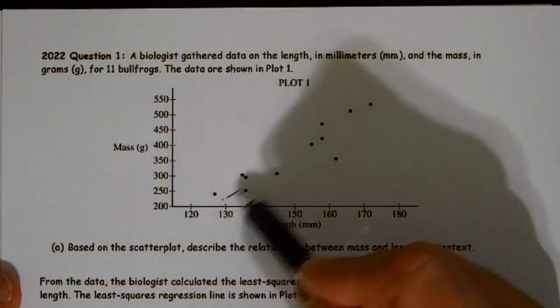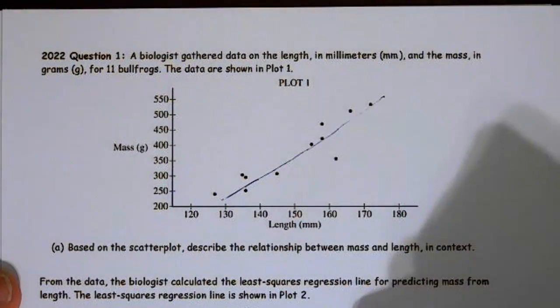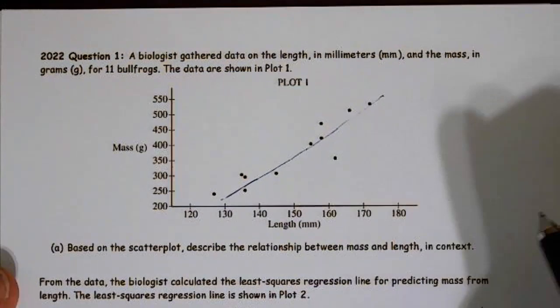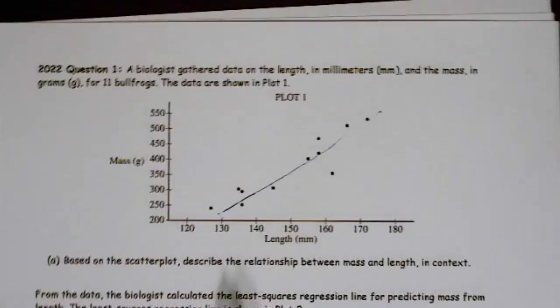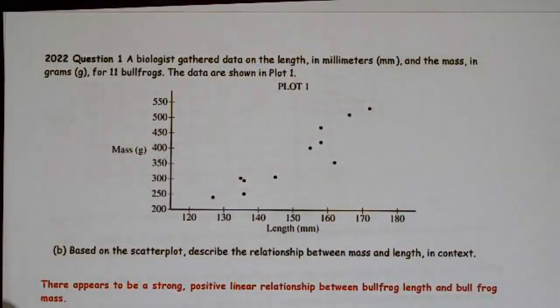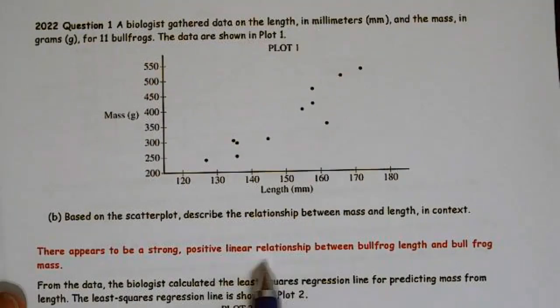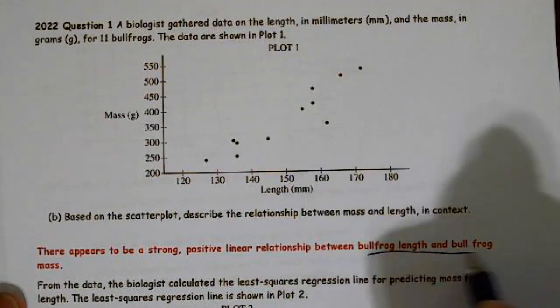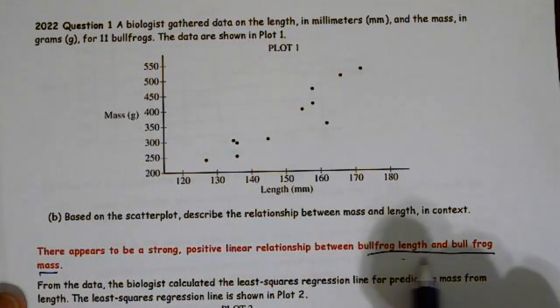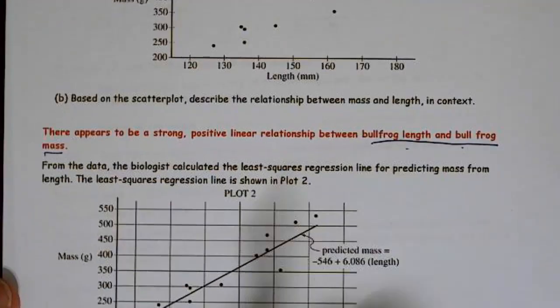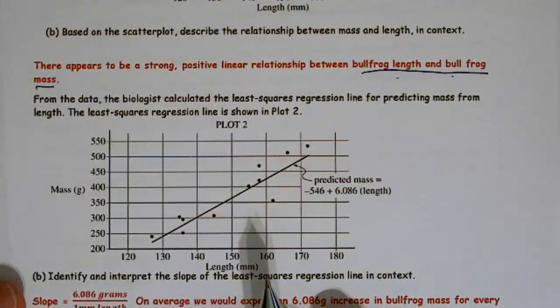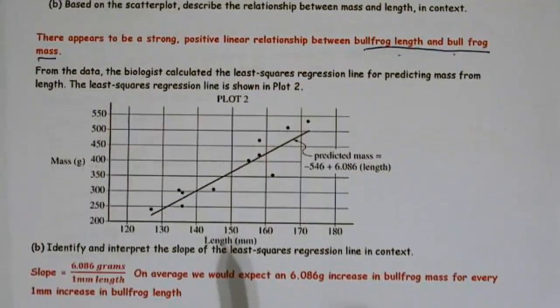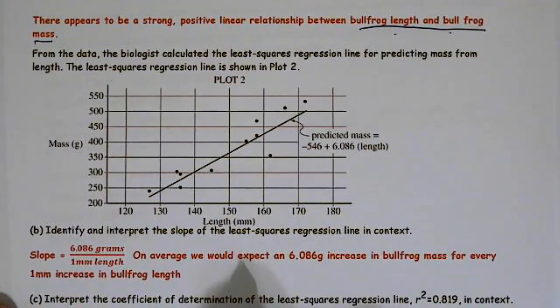I'm looking at it, and okay, reasonably linear, definitely positive. The data points are pretty close to the line, so I'm going to say it's a strong positive linear relationship. So there appears to be a strong positive linear relationship, and I always have to include the context: between bullfrog length and bullfrog mass. From the data, the biologist calculated the least squares regression line for predicted mass from the length. Identify and interpret the slope.